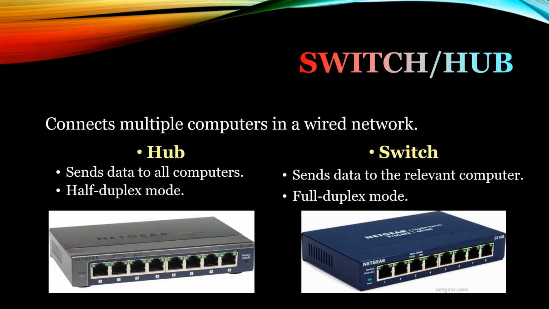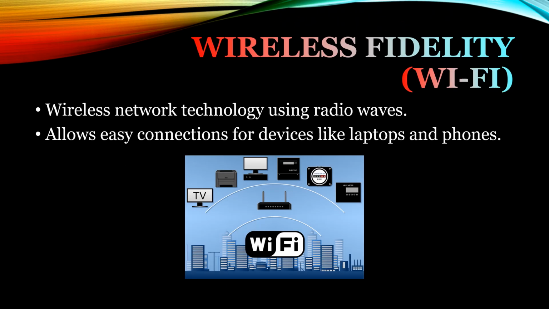Next is the switch or hub, which connects multiple computers in a wired network. While both devices enable communication between computers, they differ in how they transmit data. A hub sends data to all computers, which can lead to congestion, while a switch sends data only to the intended computer, improving efficiency. Additionally, the hub operates in half duplex mode, while the switch uses full duplex mode for faster data transfer.